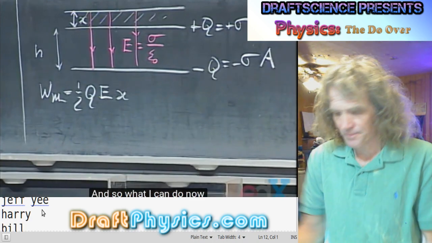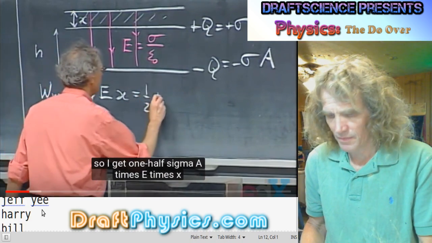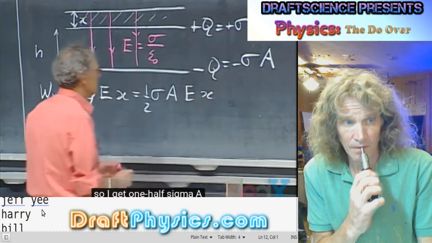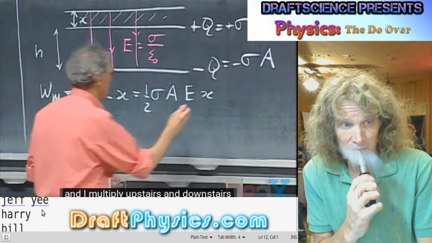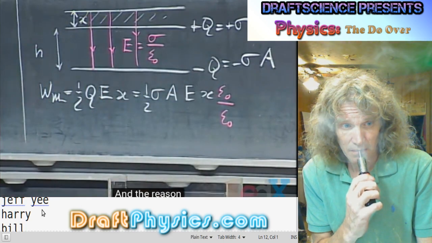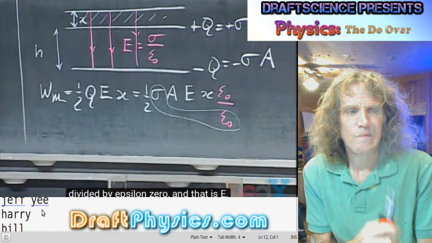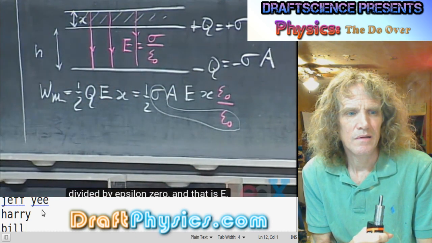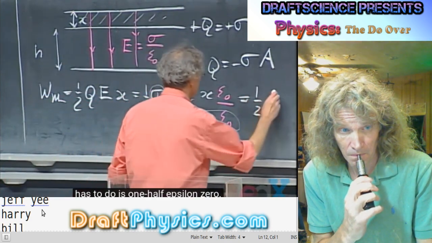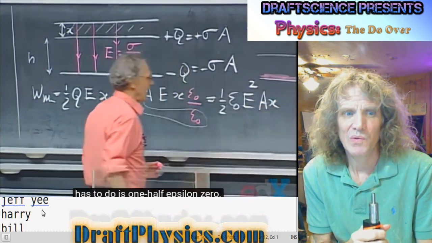And so what I can do now is replace Q by sigma A. So I get 1/2 sigma A times E times X. And I multiply upstairs and downstairs by epsilon 0, so that's multiplied by 1. The reason why I do that is because then I get another sigma divided by epsilon 0 here, and that is E. And therefore, I now have that the total work that I, Walter Lewin, has to do is 1/2 epsilon 0 E squared times A times X.